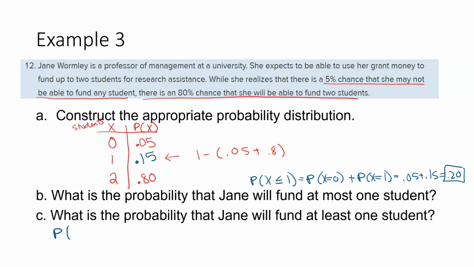What is the probability that she will fund at least 1 student? Well, that would be 1 student or 2 students, right? Because she's going up to 2. So that's going to be the probability 0.15 plus 0.8. So pretty likely, 95% probability that she'll be able to fund at least 1 student. And that concludes this section.